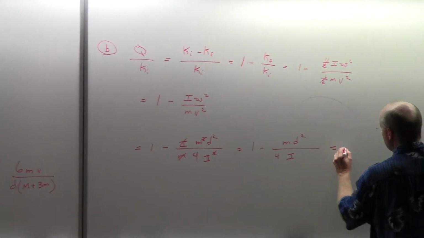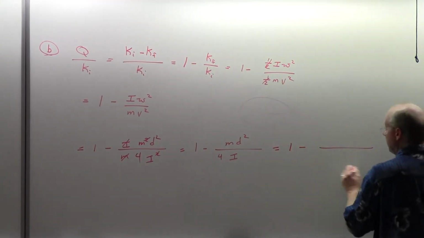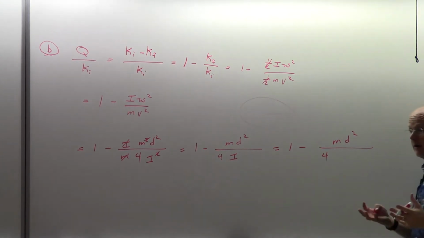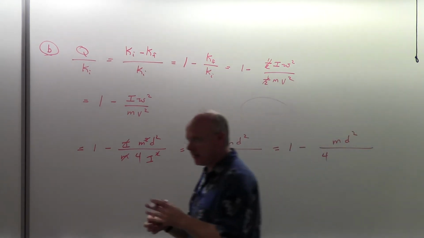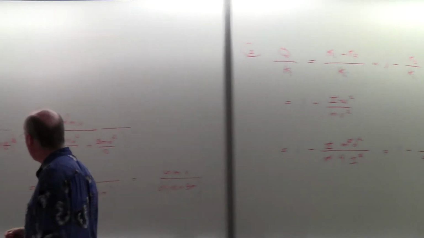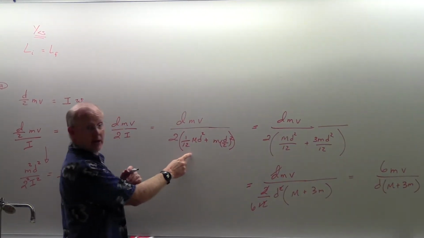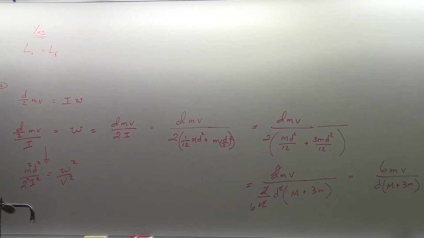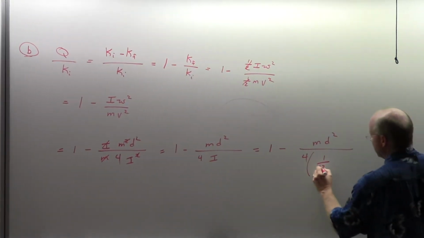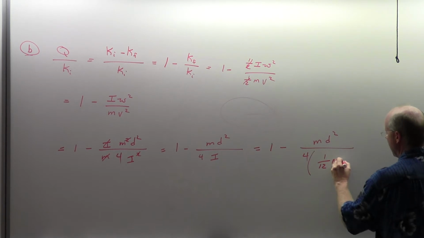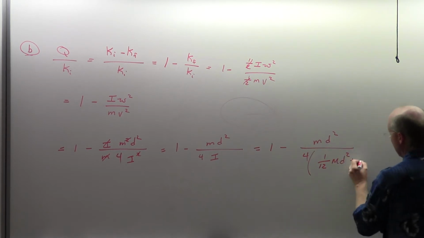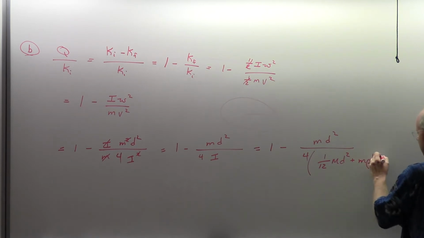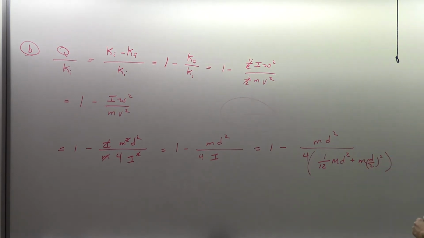And now we can do what we did in part A, is we don't want to leave it with an I in there because, again, they didn't give that as part of the problem. They gave masses and distances. So I need to do this. I need to go, well, how did we calculate I? And we calculated I by saying it is a rod about its center, 1/12 md squared, and a small blob of mass m, half the distance of the rod out.